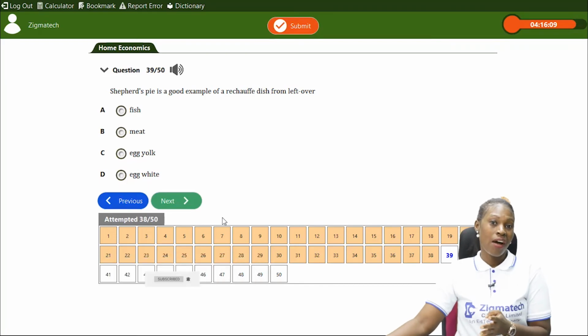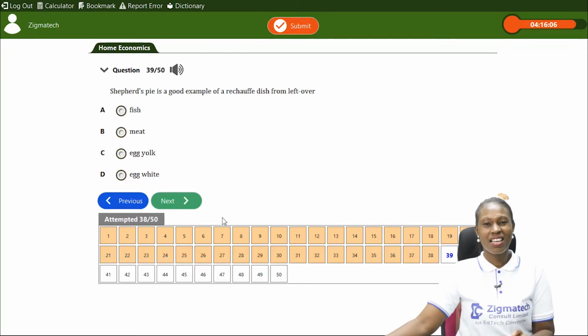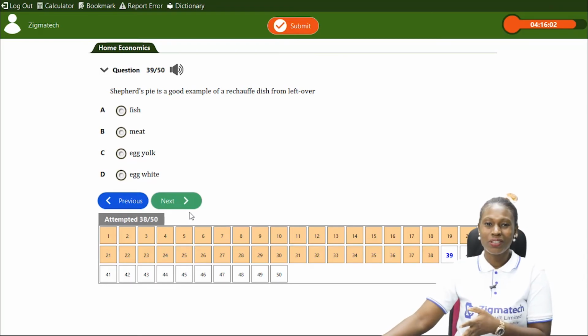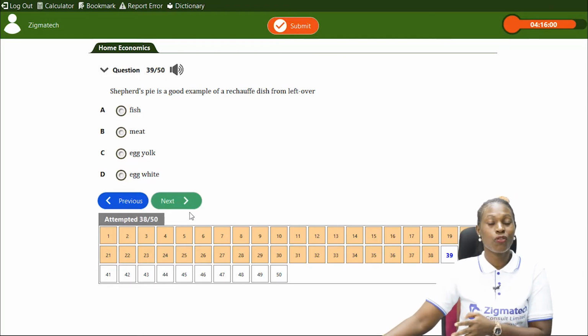For instance, if you have boiled yam and by the next day you're tired of eating it, you can actually create something. That's retrieve. You can create something from your boiled yam rather than throwing it away, and from your leftover food, you can actually create something.